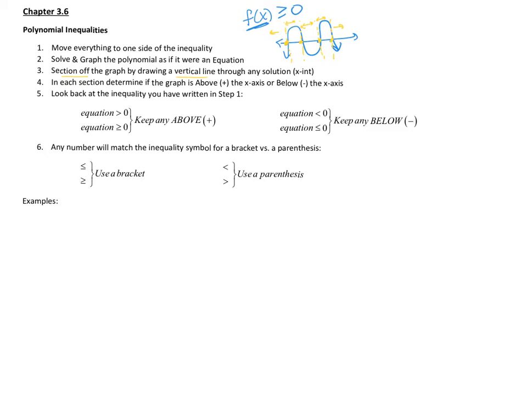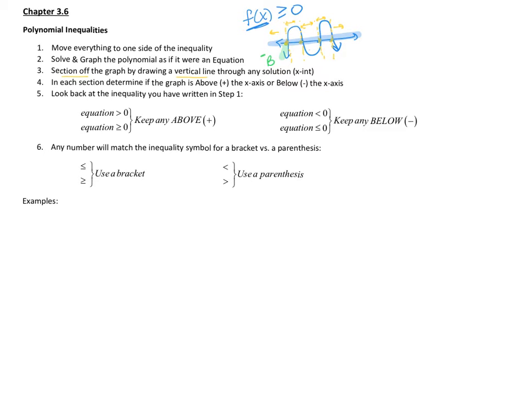That's what I mean by we're going to section off the graph, drawing vertical lines through those solutions. Now, in each section, we're going to look at the graph and decide: is the graph above or below the x-axis? So here's our x-axis. We have to ask ourselves, when we are on this section, we are below. So I'm below the axis, so I'm going to put a little negative, or I can put the letter B. Anything that is below that x-axis, I'm going to do that too.